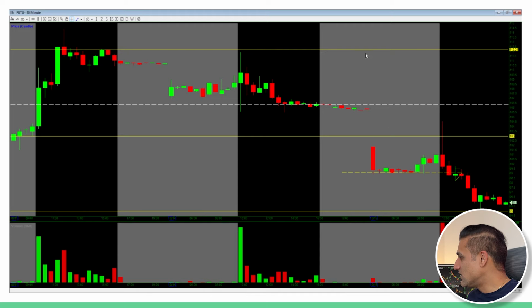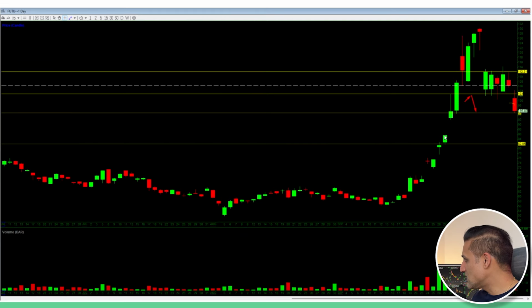So this is the 30-minute chart of the same day, and this is where I actually found the stock. If you can just focus on my cursor over here, the pre-market session, this is where I was doing my research, and these are all the support and resistance levels that I had identified. Let's go back to the daily chart.